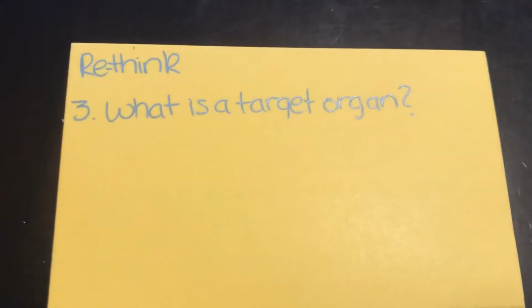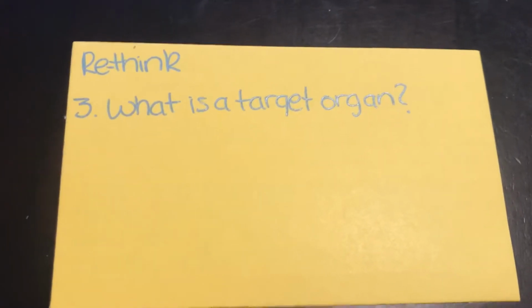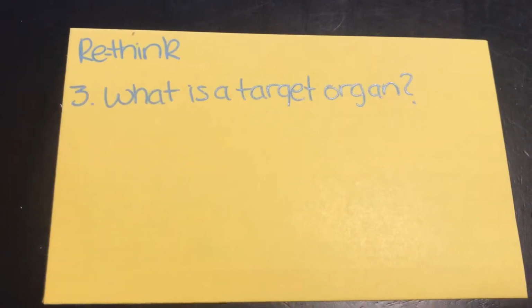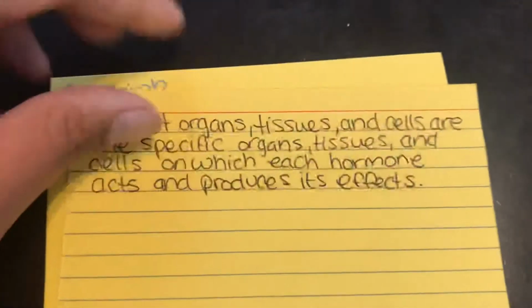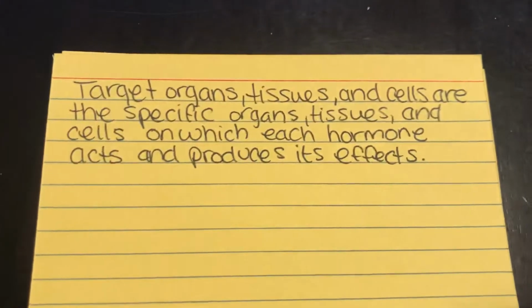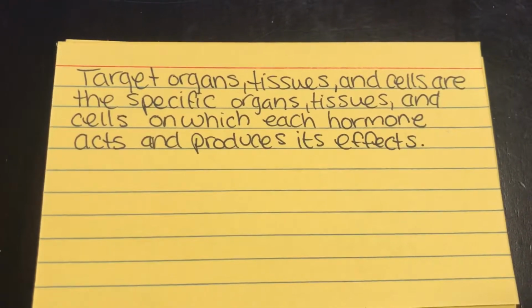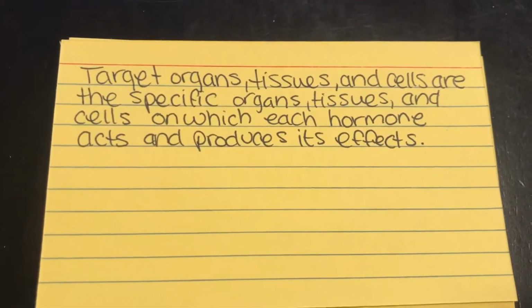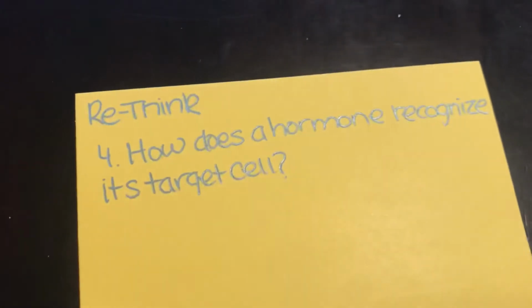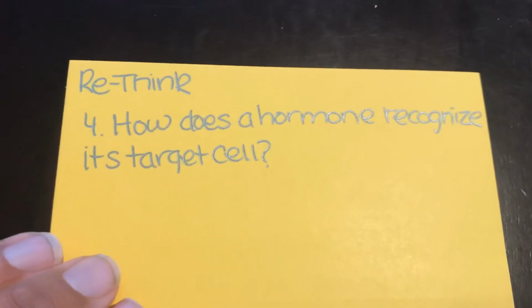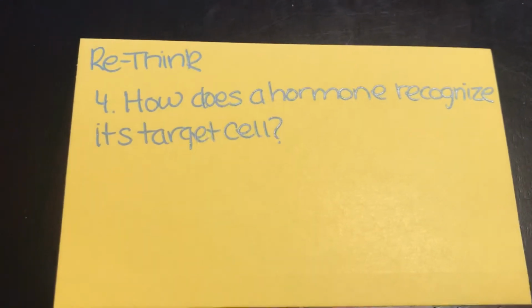Number 3, what is a target organ? Target organs, tissues, and cells are the specific organs, tissues, and cells on which each hormone acts and produces its effects. Number 4, how does a hormone recognize its target cell?